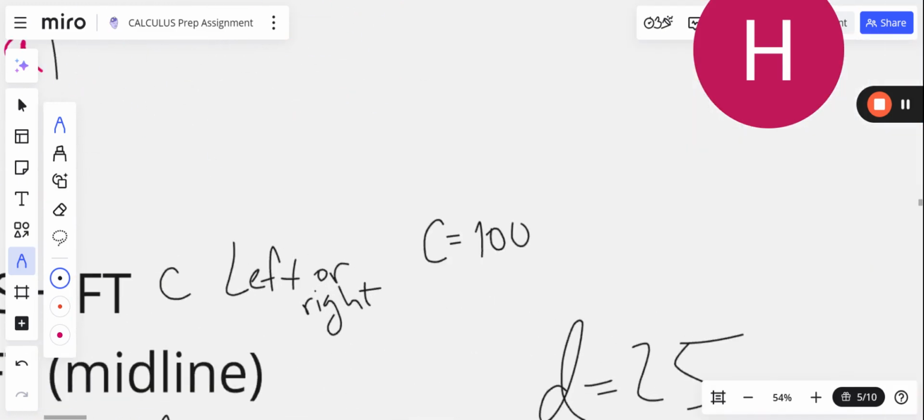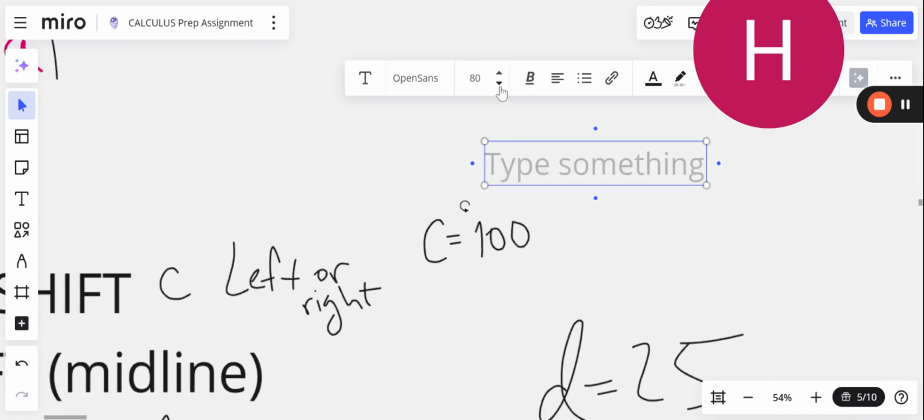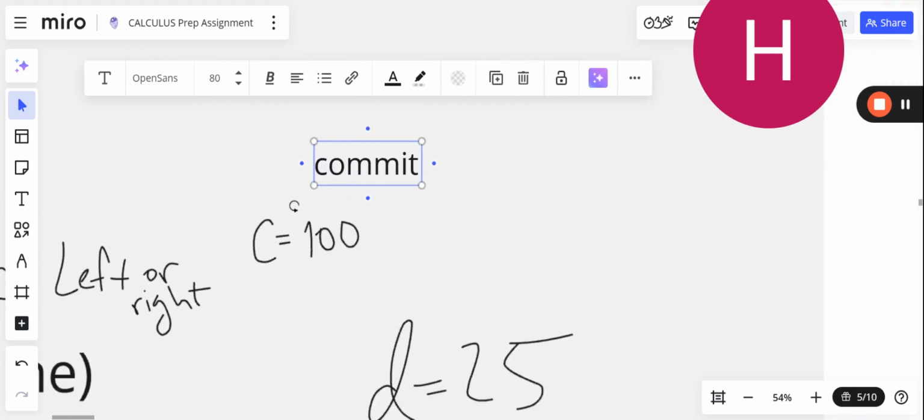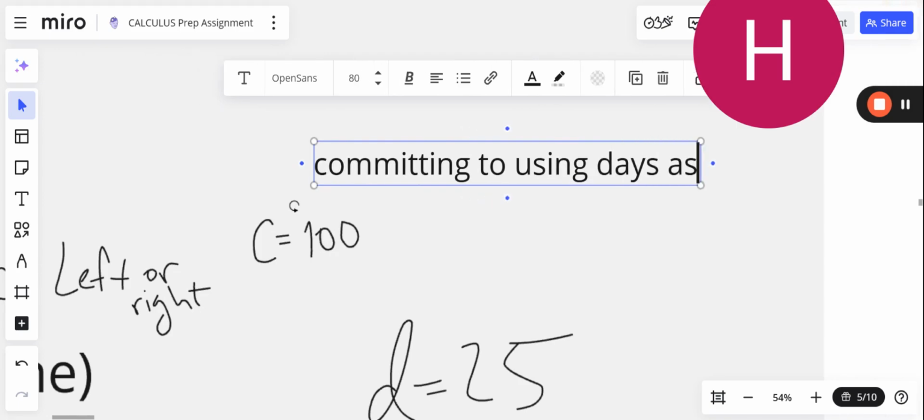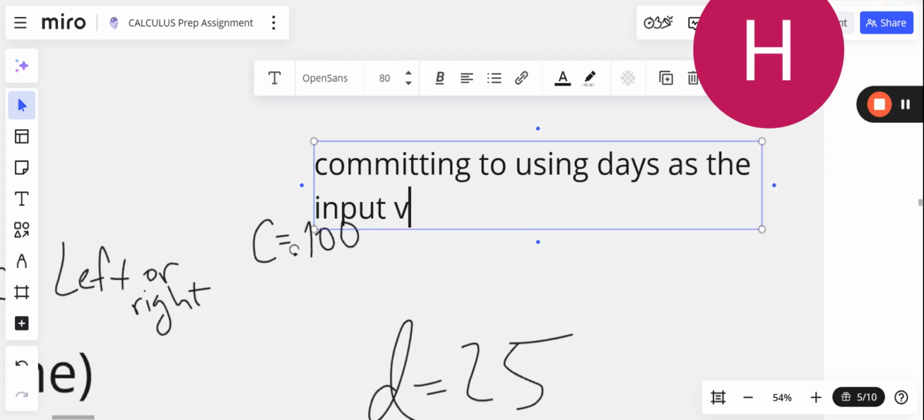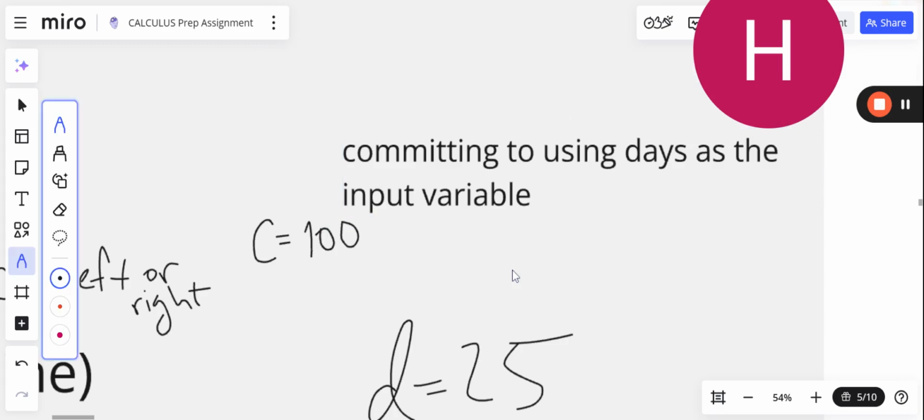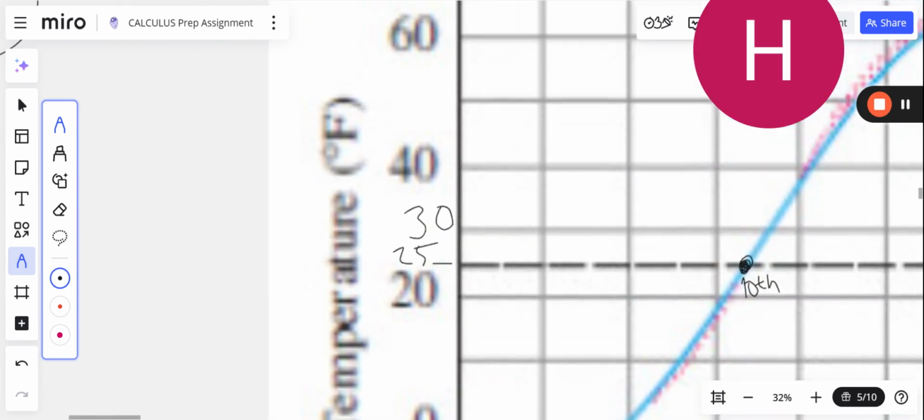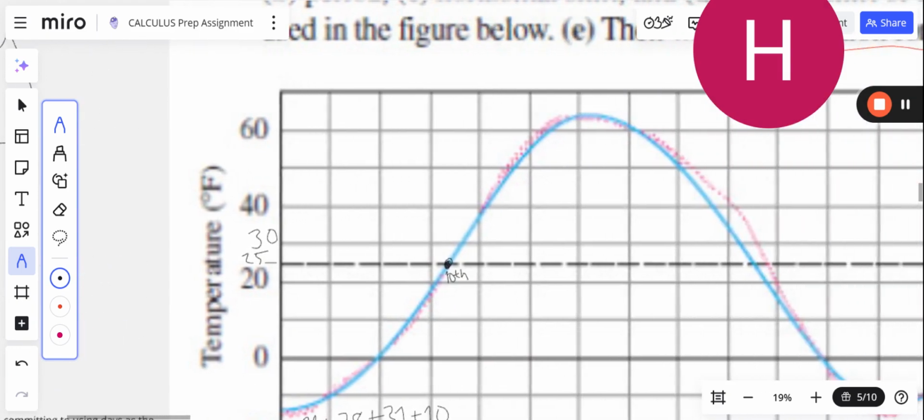And that means that our model, we're making a choice by doing that. What choice are we making? We're making a commitment, committing to using days as the input variable. Let's call that T. That'll be our T. And the temperature, maybe we'll just call it F for the Fahrenheit.